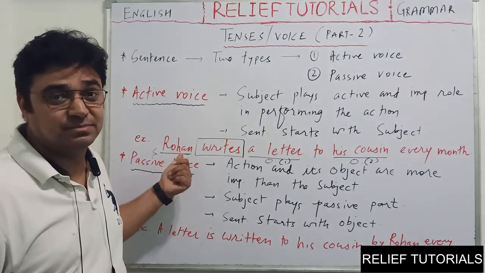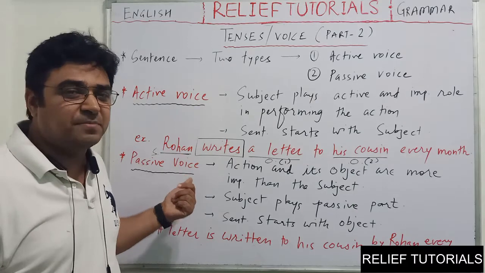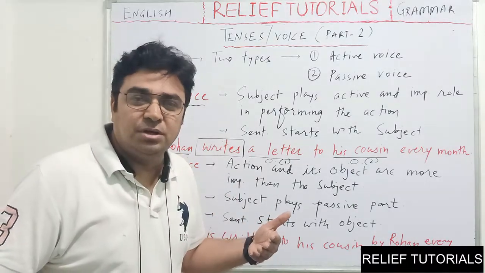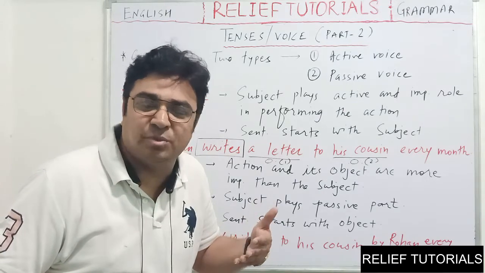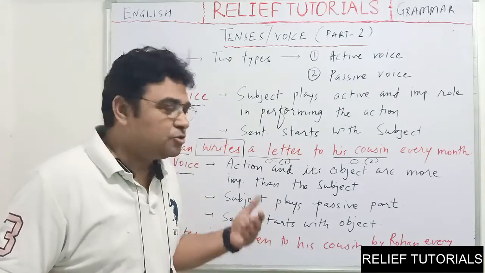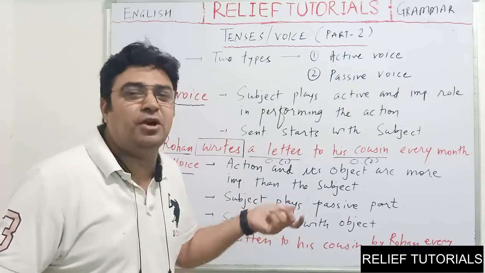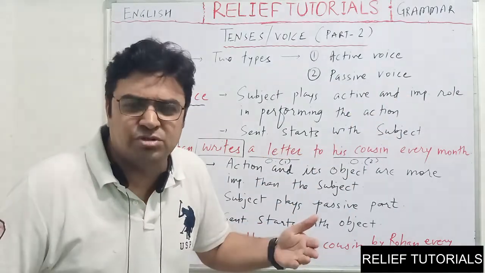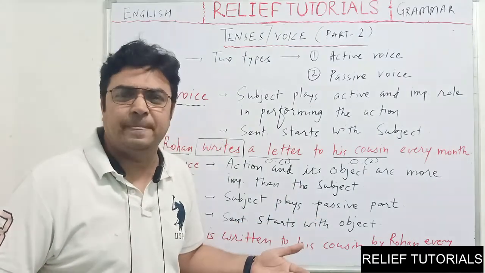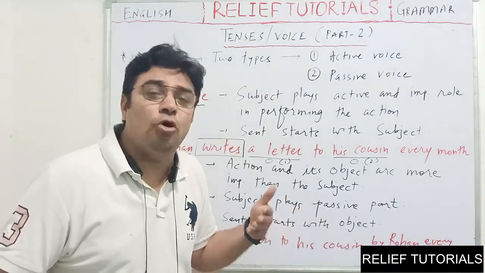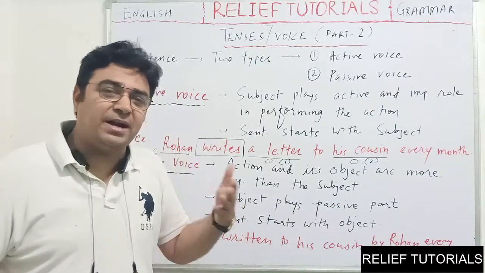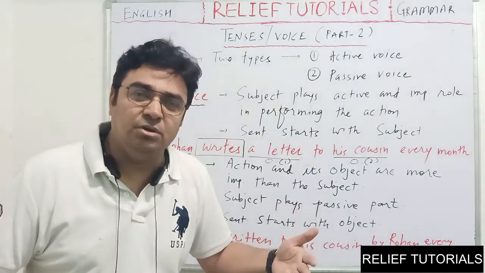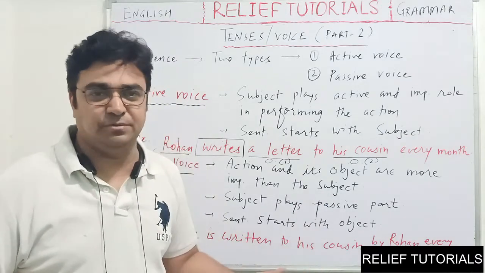It starts the sentence. And if the subject is not important, is playing a passive role, is not actively involved in performing the action, it is either put at the end of the sentence or thrown out of the sentence. So it is understood, sometimes it is not even written in the sentence. And the sentence starts with the object. So in active voice and passive voice, if the subject is active, the voice is active. If the subject is passive, the voice is passive.